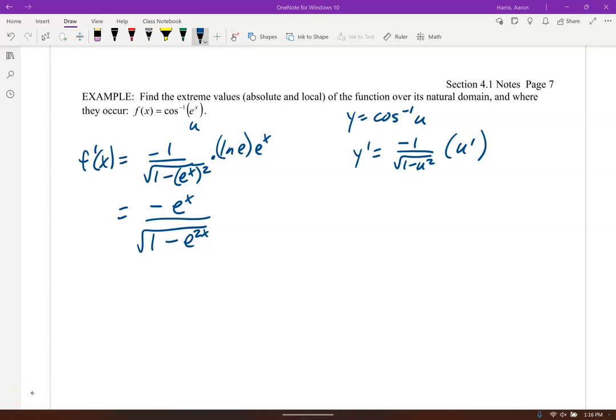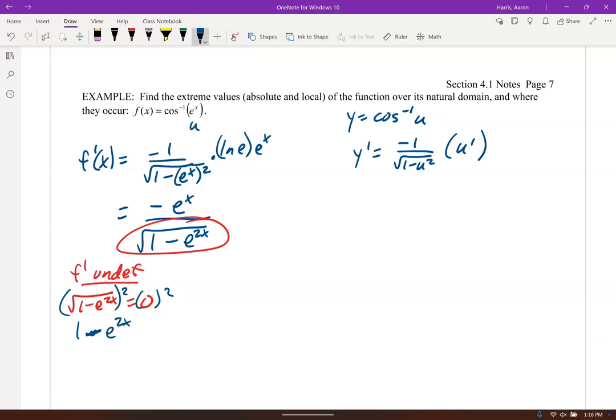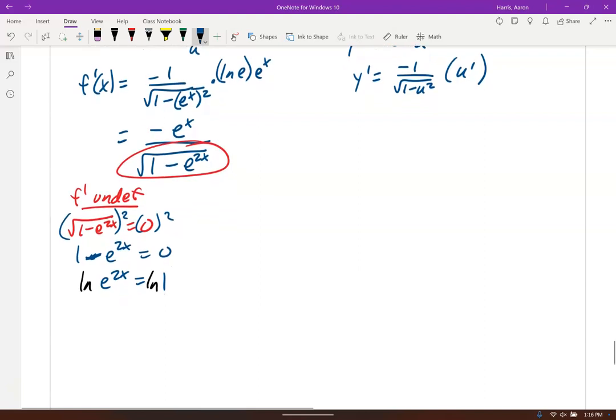First of all, where's f prime undefined? Well, anytime the square root of 1 minus e to the 2x is 0, we can't divide by 0, right? So let's go ahead and square both sides. 1 minus e to the 2x equals 0. Let me add e to the 2x to both sides. So I have e to the 2x is 1. Let me undo with the natural log here. ln of e to the 2x we'll undo, get 2x. Natural log of 1 is 0, divide by 2. So it looks like x equals 0.